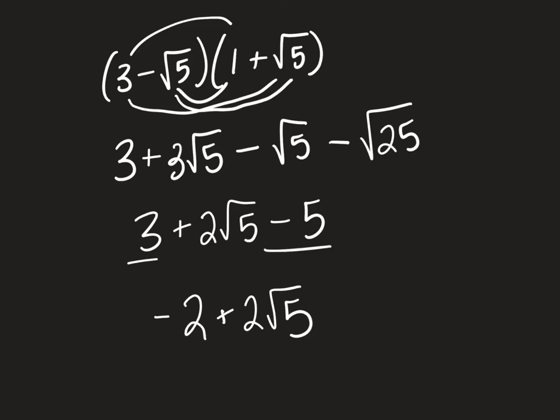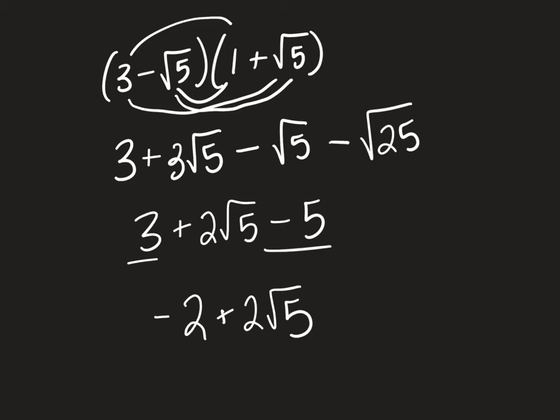Could you go through that again, super slowly? Yes. All right, so we're basically foiling. So we're going to do first, so 3 times 1 to get 3. To do the outside, we have 3 times the square root of 5. So it just becomes 3 times the square root of 5. You just kind of push them together.